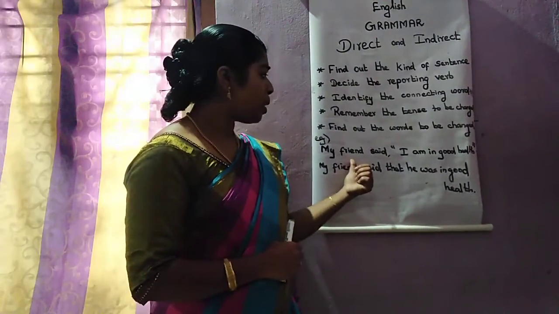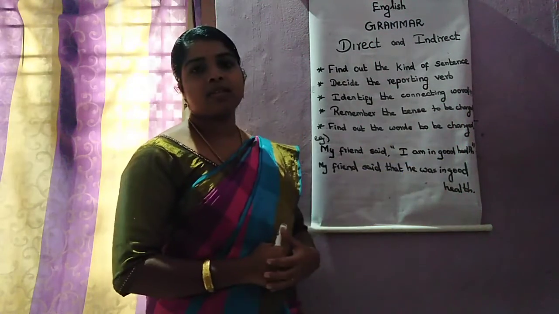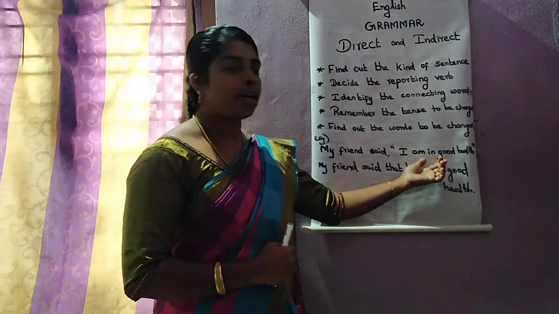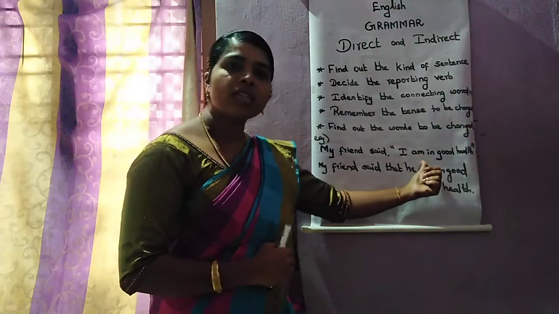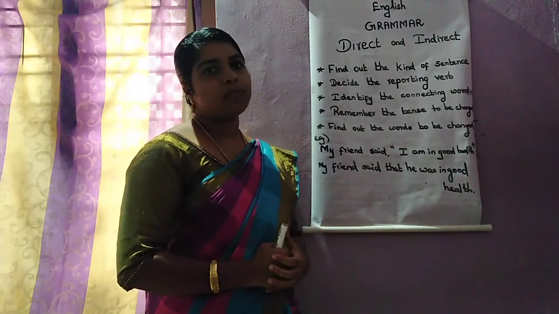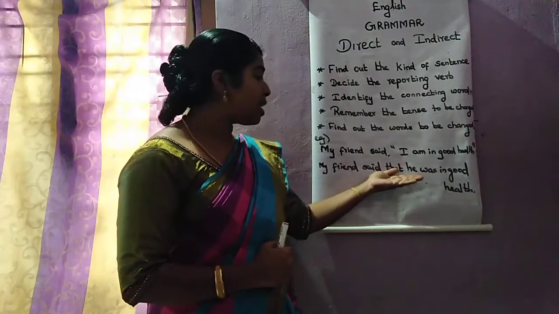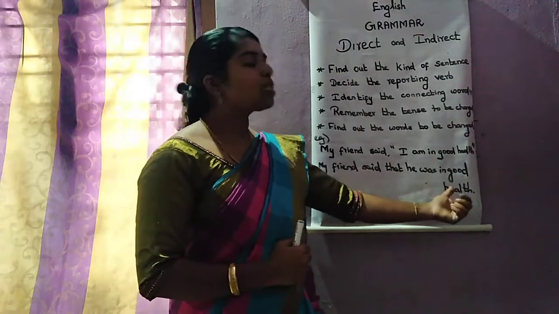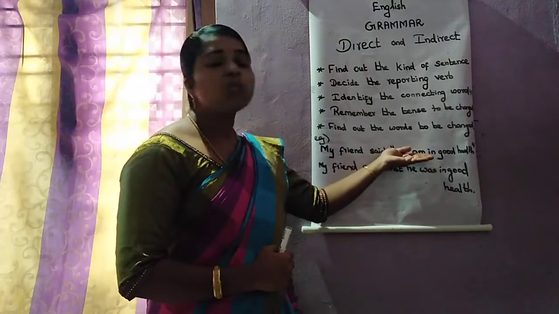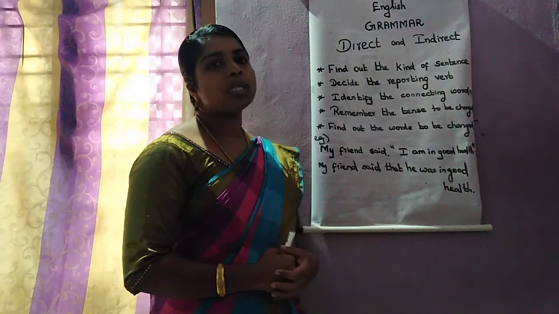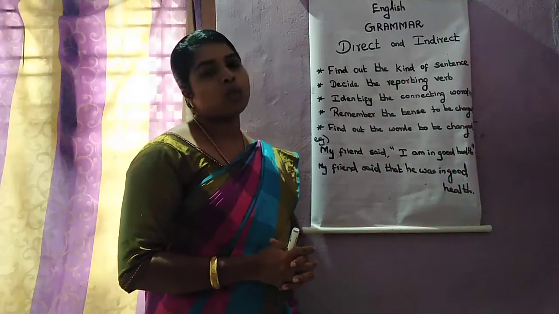Just listen here. My friend said, "I am in good health." In the quotes we are writing the actual words of the speaker, "I am in good health." My friend said what he said; the exact words are used here. It is direct speech. The same thing he said, the same meaning, is given in the second sentence. See here: my friend said that he was in good health. The meaning is the same, but the exact words of the speaker are not used here. The meaning is reported to you. So that is indirect speech.